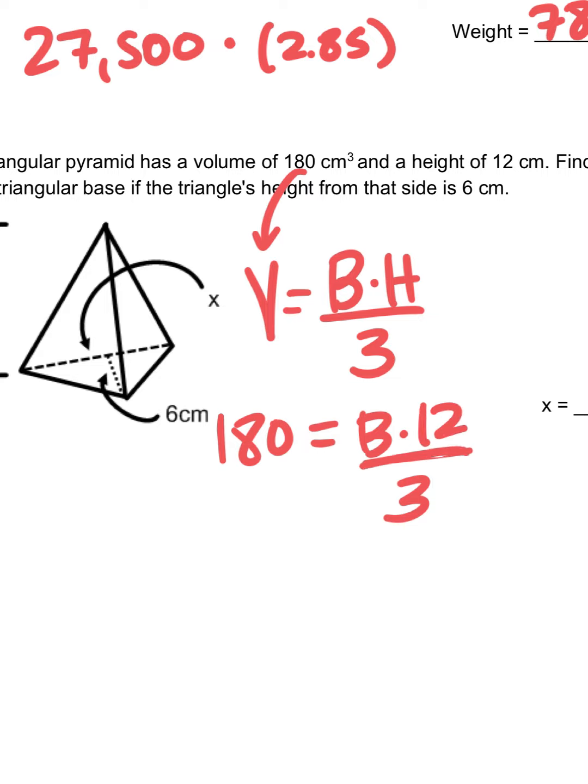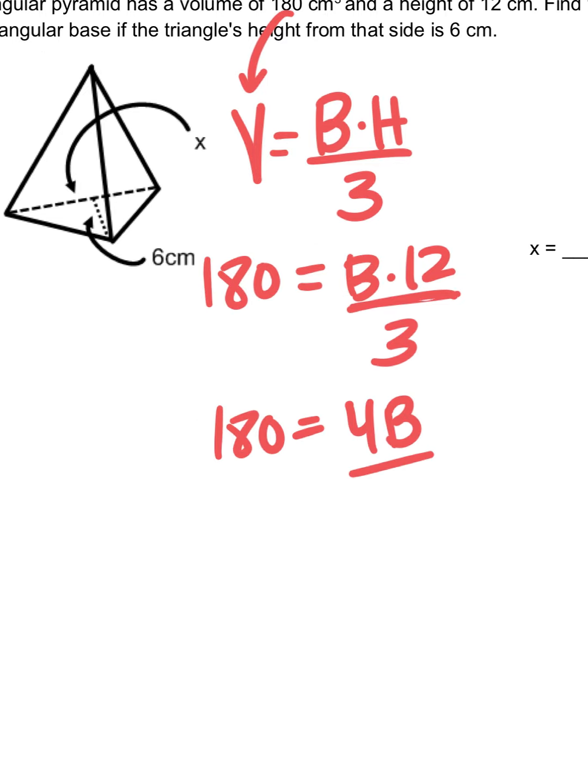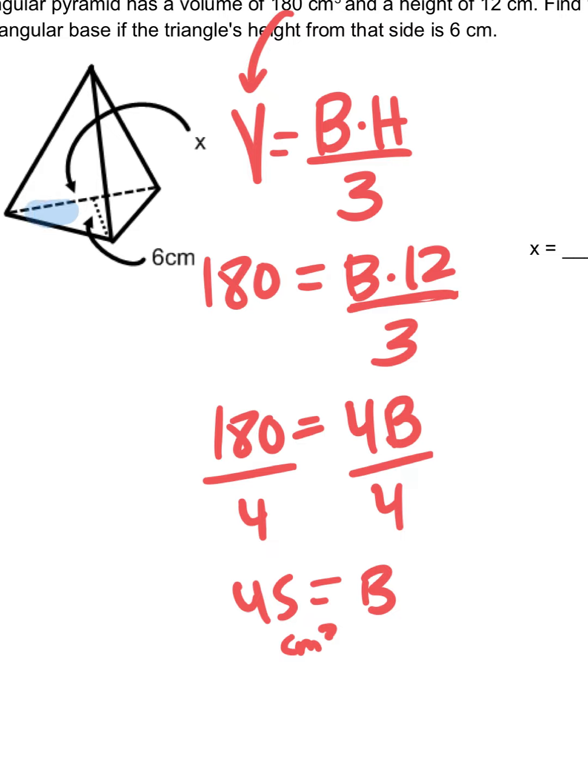Okay, so now I'm going to do a little simplifying. So I'm going to take 12 divided by 3, which is 4, and then I'm going to divide both sides by 4. And what I've just found is that the area of my base is equal to 45 centimeters squared. So like my base here, that blue that I just highlighted, that base is equal to 45 centimeters squared.